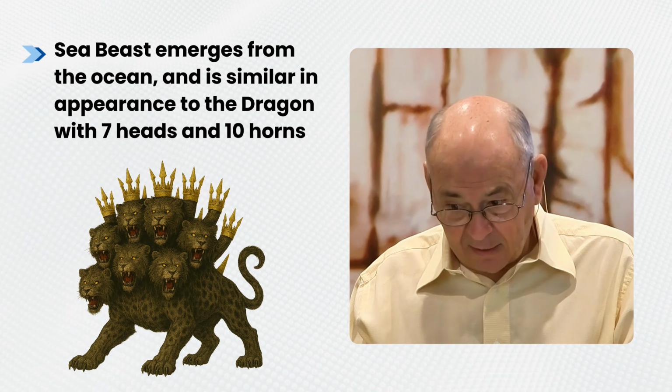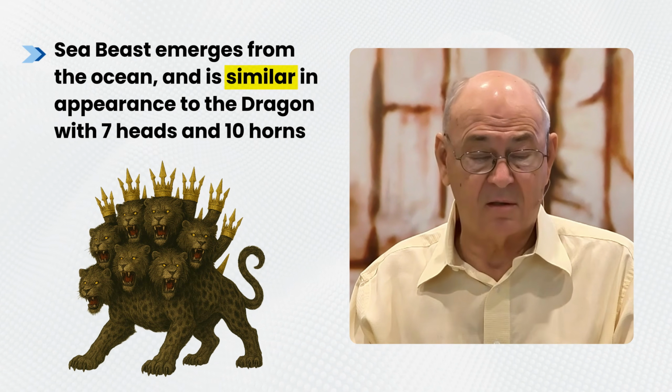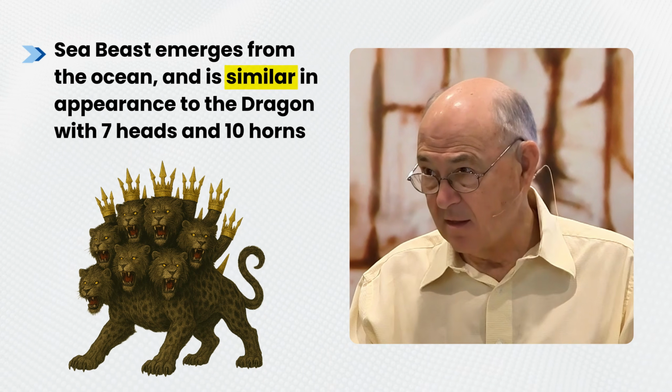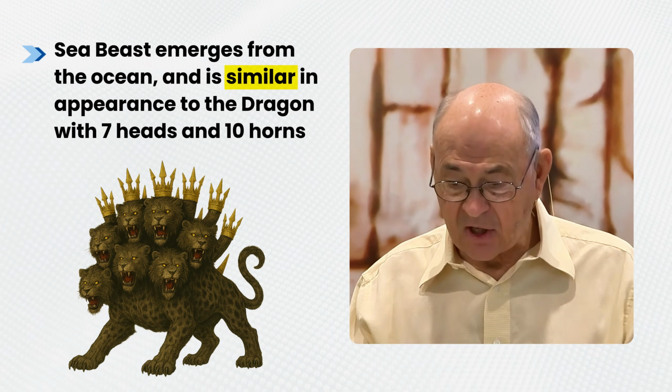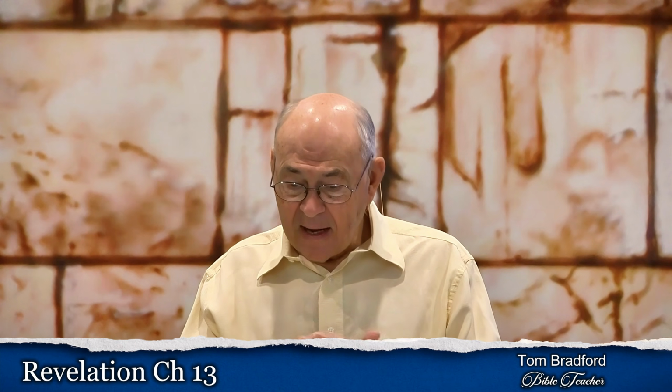more likely summoning him. The sea beast and the dragon have very similar appearances. They each have 7 heads and 10 horns, which indicates their intimate connection. Now, one of the main ways to tell which is which is that back in chapter 12, verse 3, we were told that the dragon was red in color. No doubt this is why most illustrations, paintings, and cartoons of the devil show him as red. On the other hand, the sea beast's main feature is that he was colored like a leopard, presumably with spots.